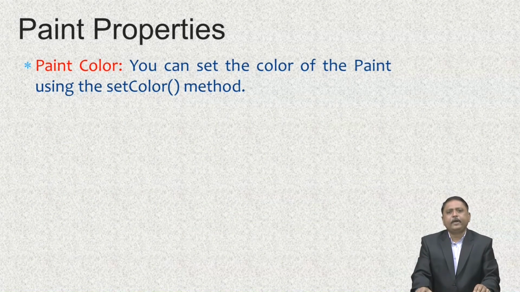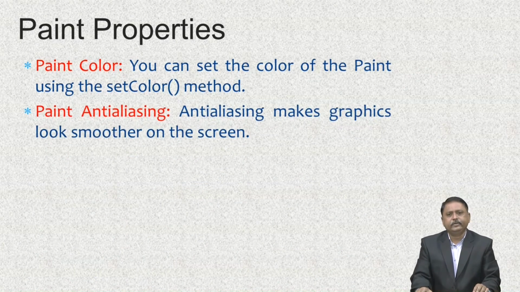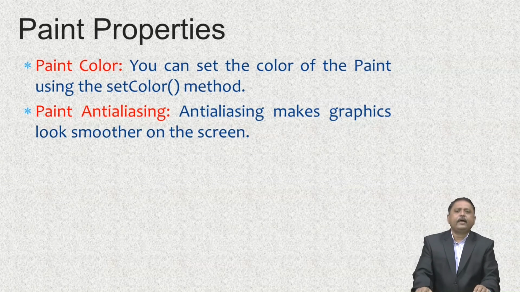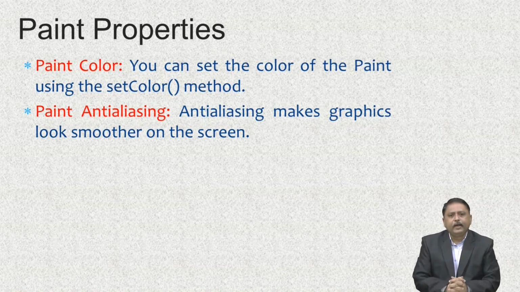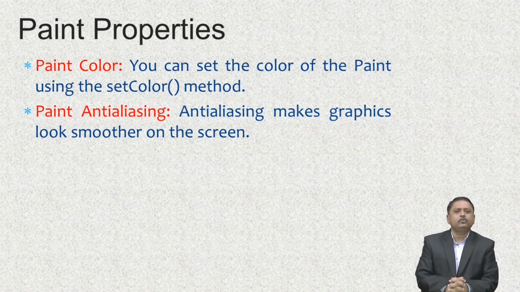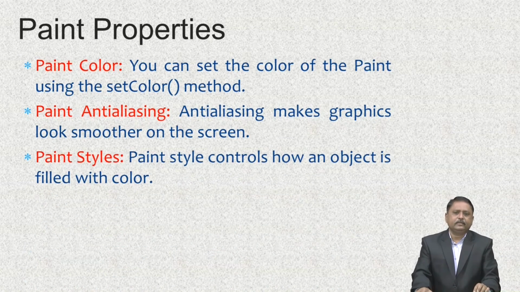The first is paint color. You can set the color of paint using the set color method. So, remember, set color is used to set paint color. Then we can also specify anti-aliasing. Now, what is anti-aliasing? Anti-aliasing makes graphics look smoother on the screen. That means, if you draw a line, it looks smoother if it uses anti-aliasing methods.